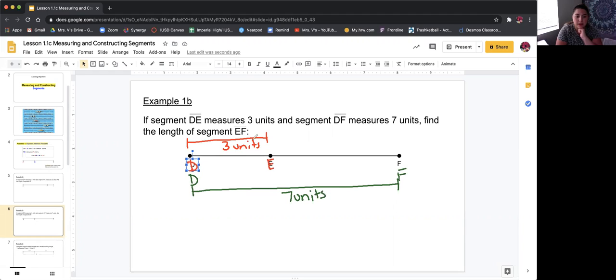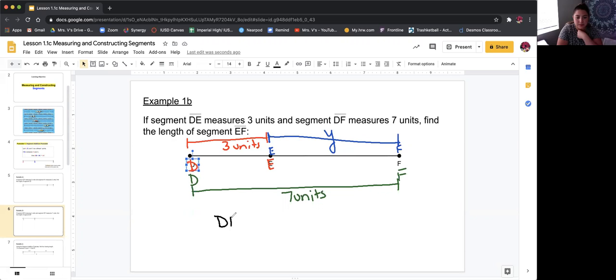Now we need to find EF. Here is E, here is F. So this is what we have as our unknown. We don't know what this segment is, and I'm going to use a different variable. I'm going to use a Y now. So let's apply the segment addition postulate.